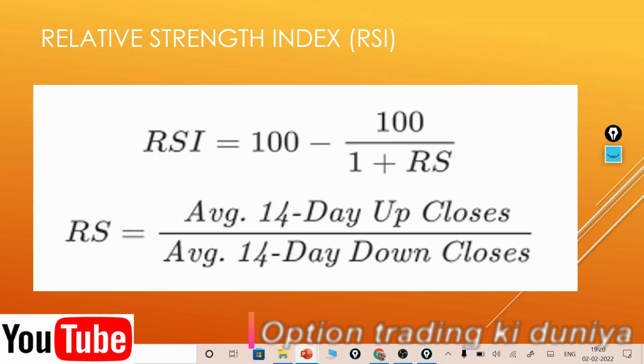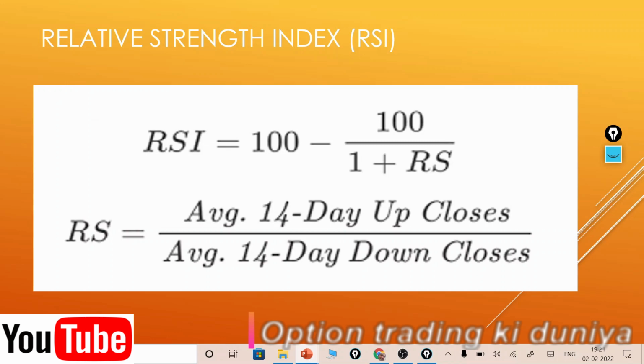So let me focus on those people interested in how RSI is calculated. RSI is 100, being the highest value, minus 100 divided by 1 plus RS. RS is relative strength. How do you calculate RS? RS is average 14-day up closes divided by average 14-day down closes.